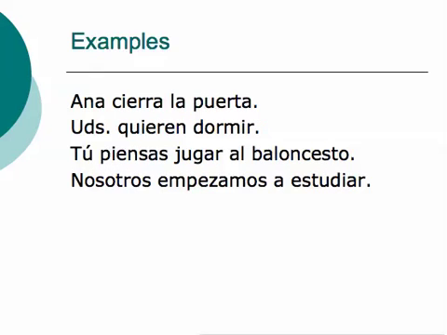Here are a few examples of stem changing verbs. Ana cierra la puerta. In this case, you can see that the form of the verb has a spelling change in the stem. The ending is a normal ending for an AR verb. Ustedes quieren dormir. Here we have two verbs, and remember that when we have two verbs like that right next to each other, the first one is conjugated and the second one stays in the infinitive.